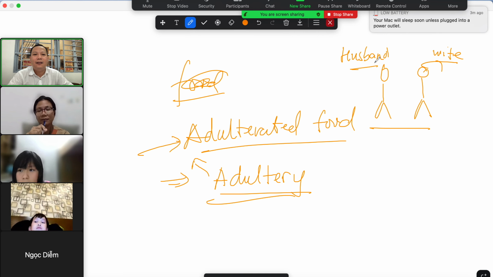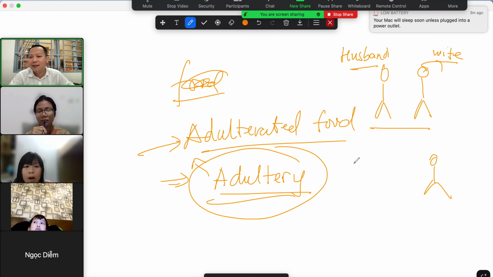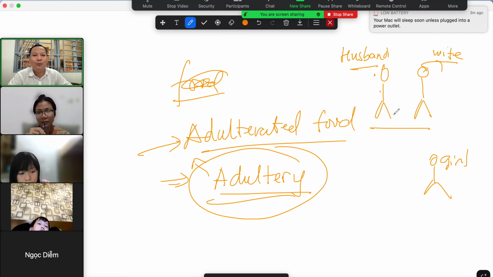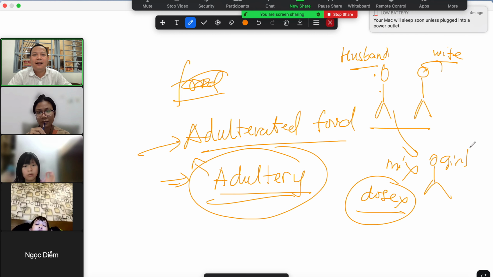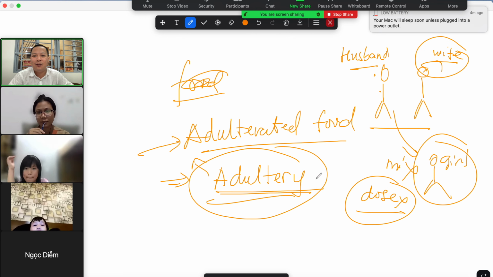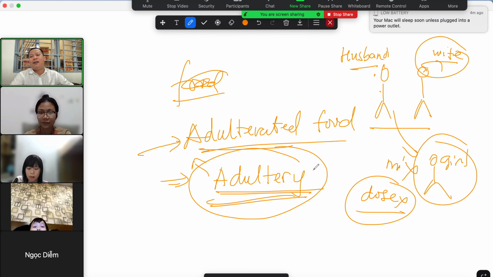If you do sex with another person, that is not your husband or wife, that is other traits. Clear? Example, you are a husband and you mix with this girl. It means you do sex with another girl, a woman, so that is not your wife. So that's what we call other traits. So other traits come from this word. Okay, Kim, explain to them.